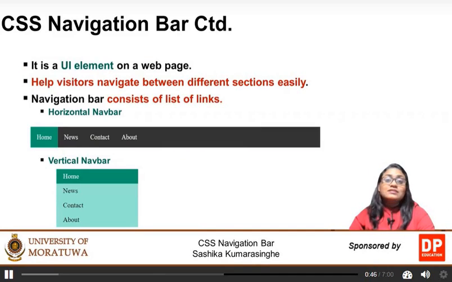We can say that the navigation bar is an UI element of a web page. It consists of a list of links. Horizontal list of links is normally called as horizontal navigation bar. And the vertical list of links is normally called as vertical navigation bar.